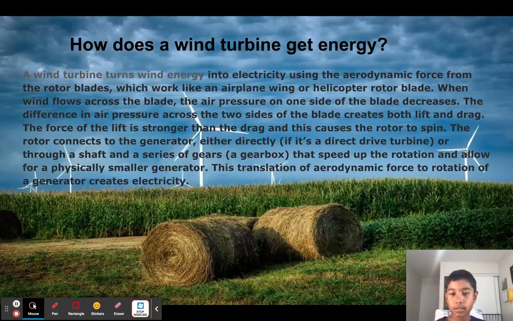The force of the lift is stronger than drag, and this causes the rotor to spin. The rotor connects to the generator either directly or through a shaft and a series of gears that speed up the rotation and allow for a physically smaller generator. This translation of aerodynamic force to rotation of the generator creates electricity. That must be very complicated. Let me tell you in a simpler way.